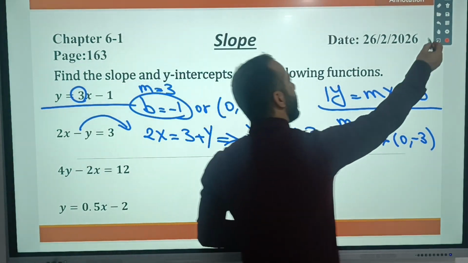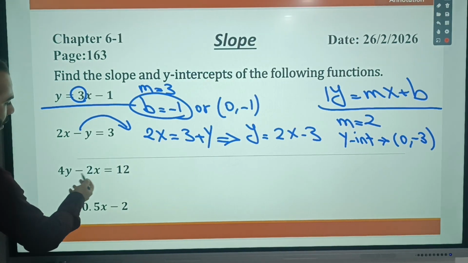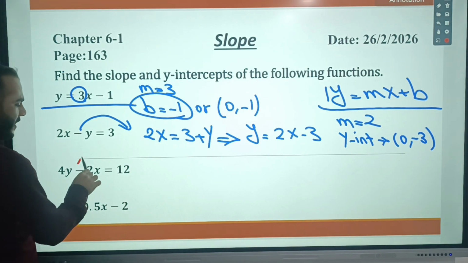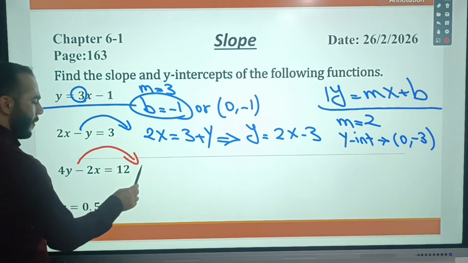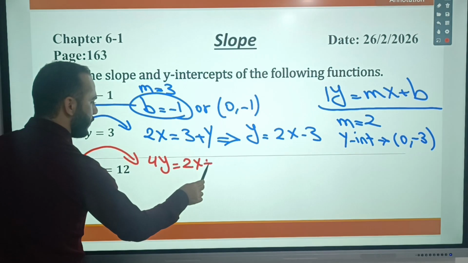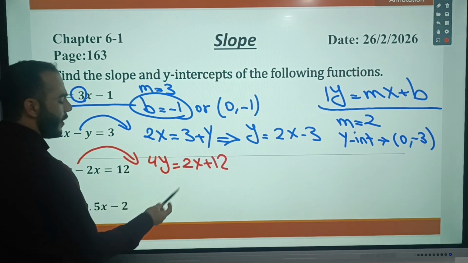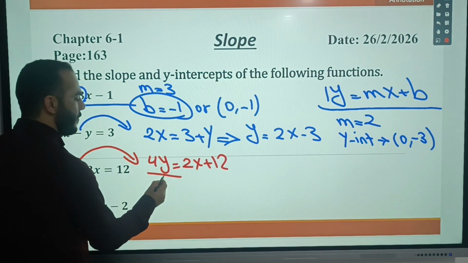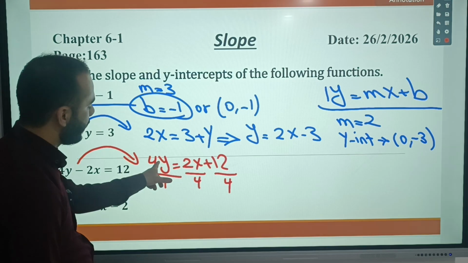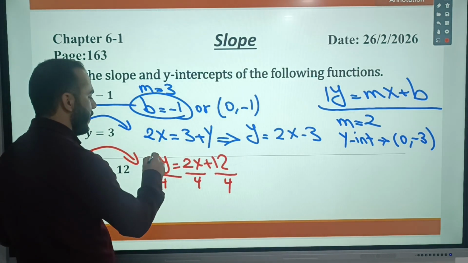Perfect. So how about the last two examples? We have the same situation here. There are multiple ways, as I already said. So move this -2x to the other side. What will happen? 4y equals 2x plus 12. Why 2x? Because here it is negative, so when it comes to this side, it becomes positive. So divide by 4, divide by 4, divide by 4. Why divide by 4? Because the coefficient of y is 4, so we need to remove it. That's why we divide everything by that coefficient.